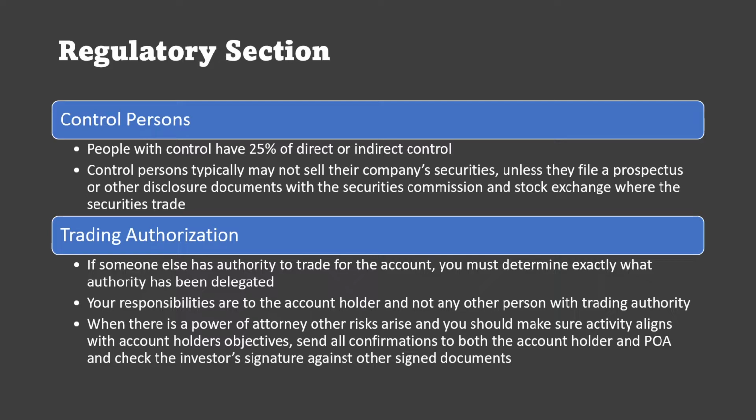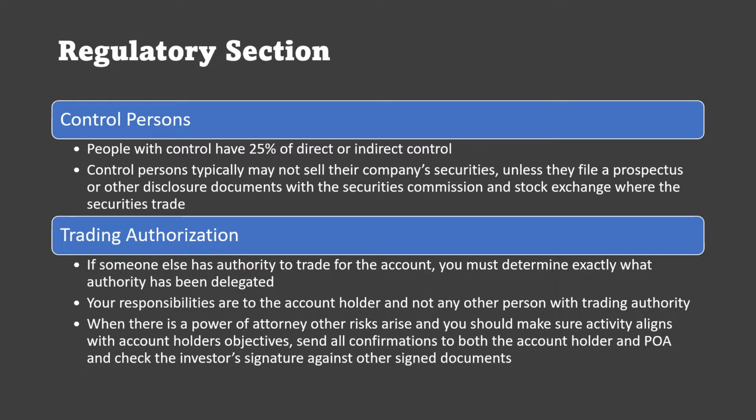Also, you have control persons, and basically this is people with control, and they have control if they have 25% or more of direct or indirect control. And control persons typically may not sell their company's securities unless they file a prospectus or other disclosure documents with the Securities Commission and stock exchange where the securities trade.